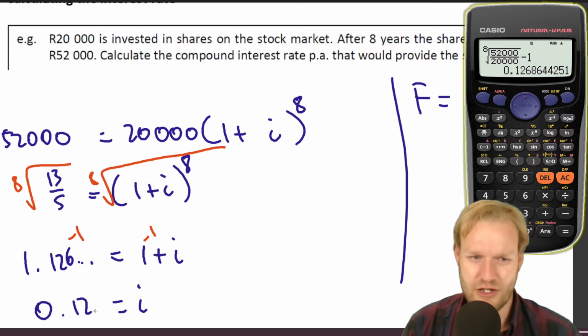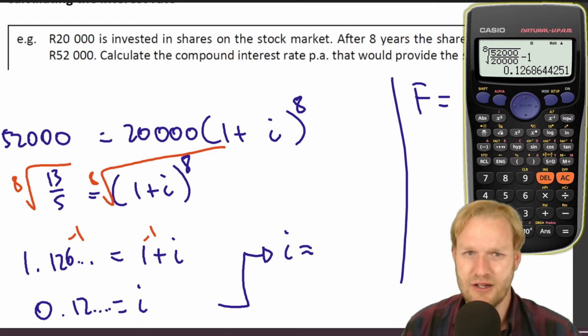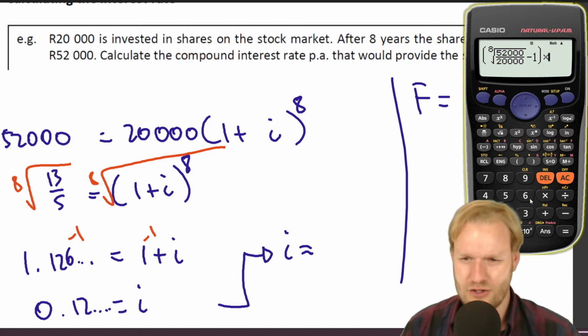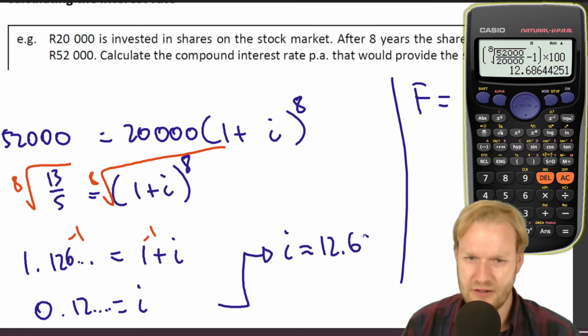So 0.12 and so on. Therefore, i is approximately, and we want to take that whole thing, and again you would have just typed times 100 for your answer, but I'm showing it all in one step, 12.69%. 12.69% is our final answer if we've rounded off.